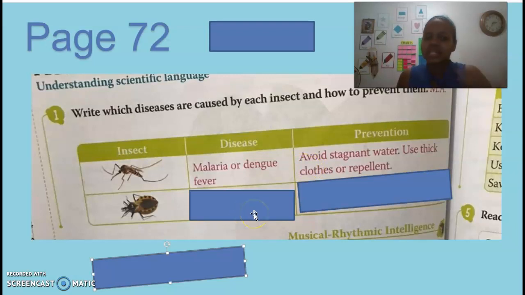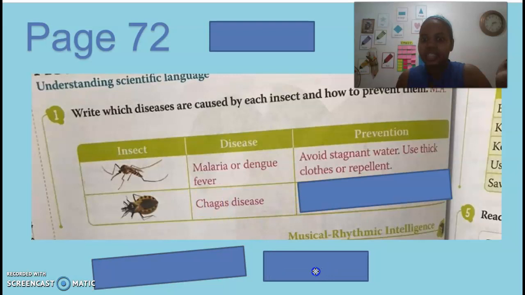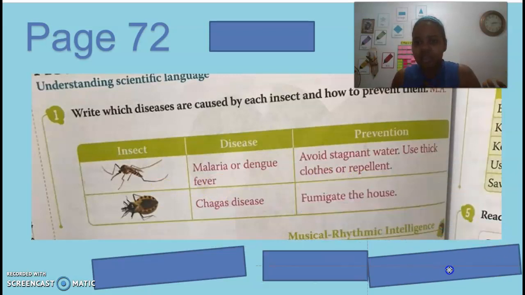Then, what is the disease that the bedbug causes? Chagas disease. Very good. Chagas disease is the disease caused by this insect. And what are the ways to prevent Chagas disease? Fumigate the house. So please work in your book, page 72, writing what I have here in this table.